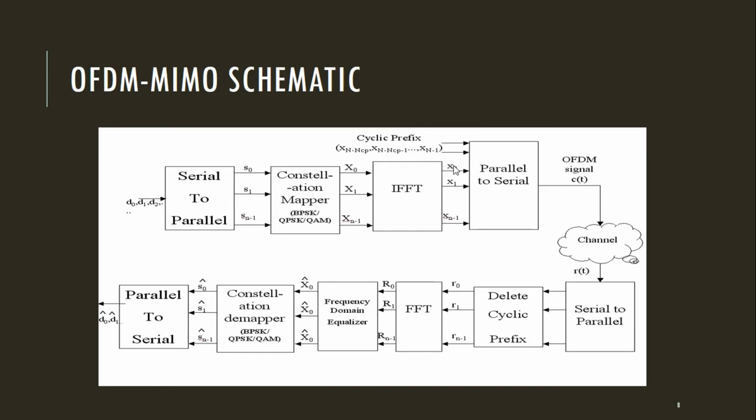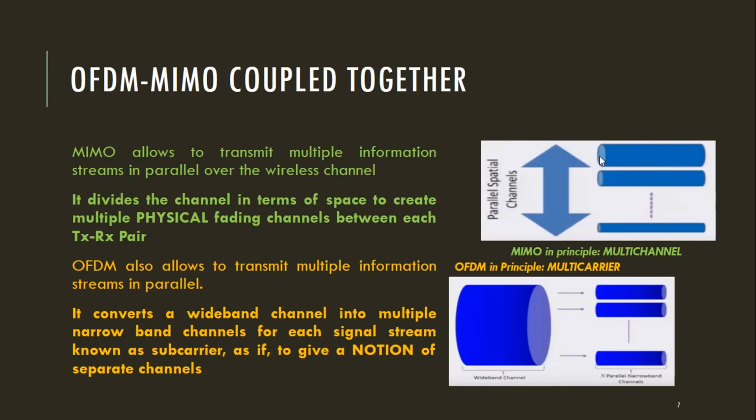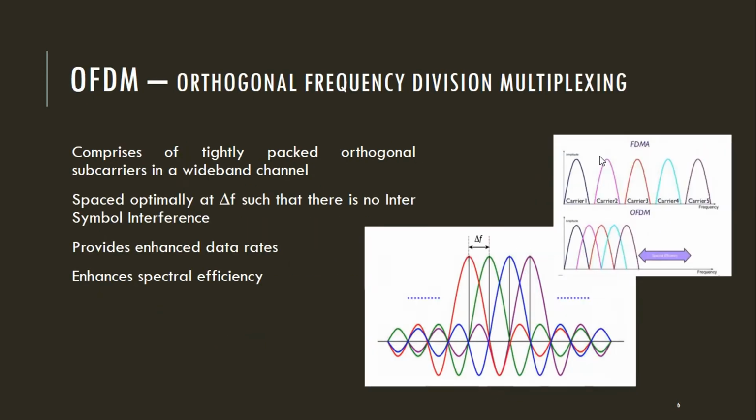After the output of the IFFT block, we get small x0, small x1, and up to small xn-1 symbols. Since they are orthogonal to each other, they are supposed to be compressed together. But in order to avoid inter-symbol interference, we add something called a cyclic prefix, which is shown here as capital xn, ncp, capital xn, ncp minus 1. These cyclic prefixes basically function as guard bands without occupying additional frequency, and they prevent inter-symbol interference. So this completes the transmitter cycle, and they are sent across the wireless link through several antennas, as we saw in the MIMO configuration here.